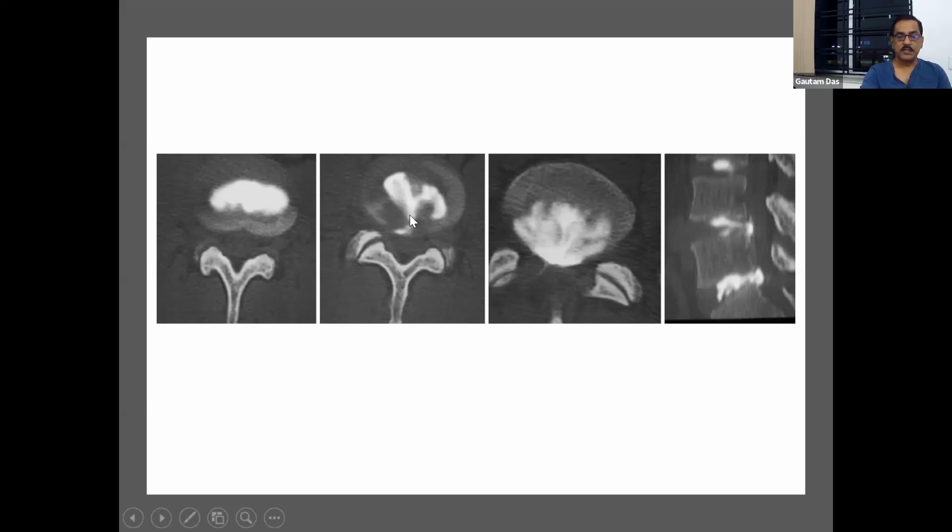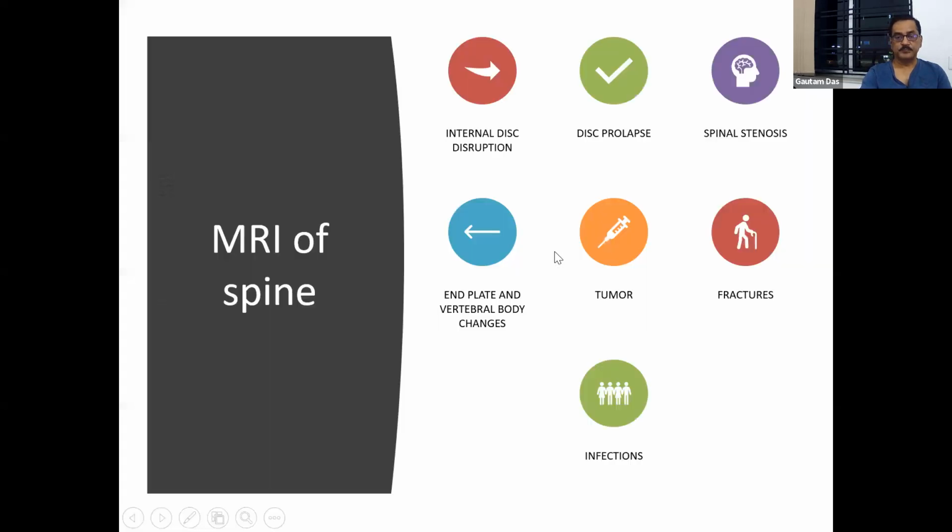Here you can see that this nuclear material dye is coming up to the outer 1/3, but there is no circumferential spread and no leakage outside. So this is your grade 3 disc degeneration. And here you see there is circumferential spread. So this is your grade 4 in Dallas classification.